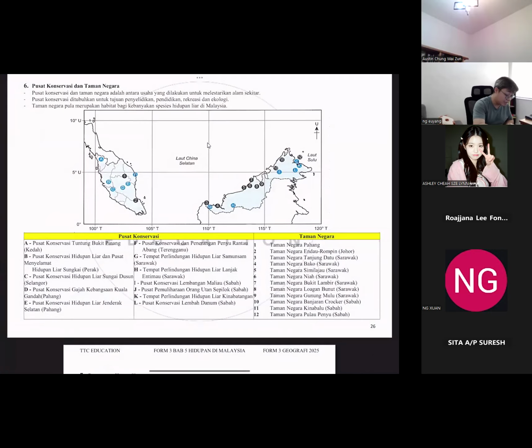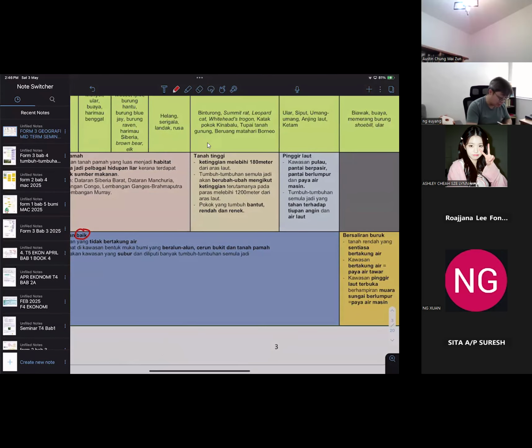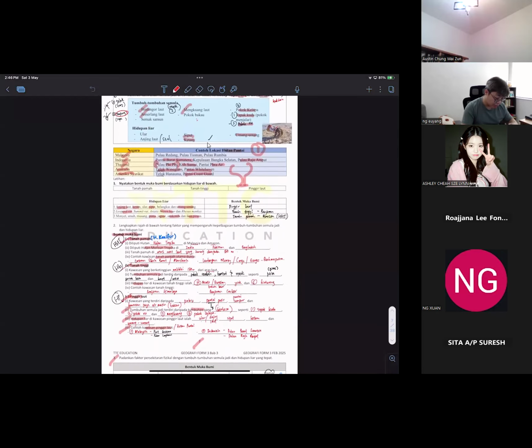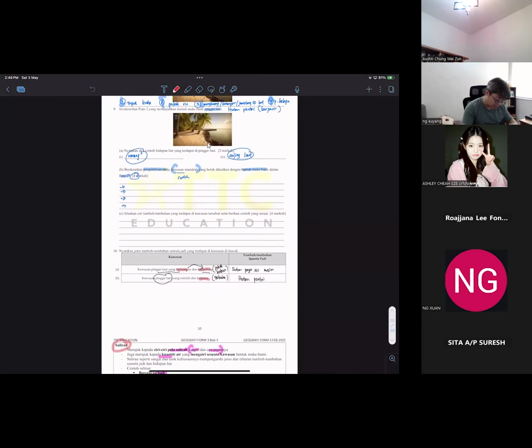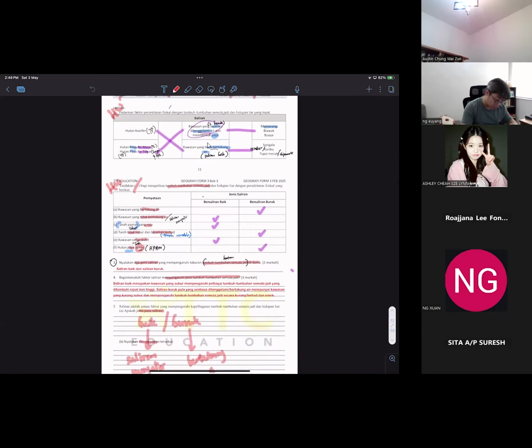Just try to memorize the contoh-contoh in your TTC nota. So this is your Hutan Paya Air Tawar. In your TTC nota, this is Hutan Pantai. Okay, so that's the 5 hutan here.